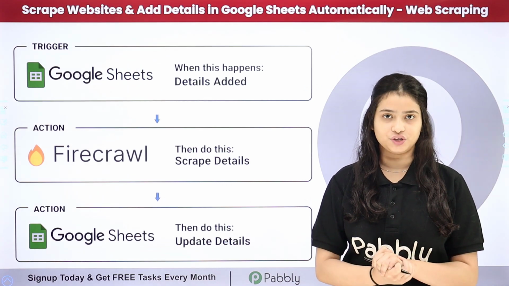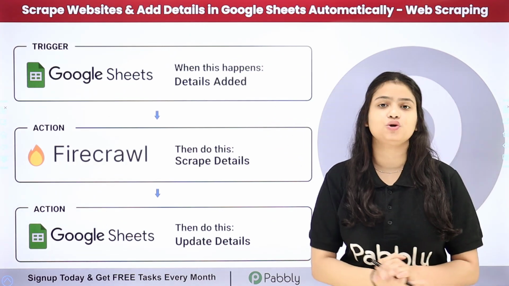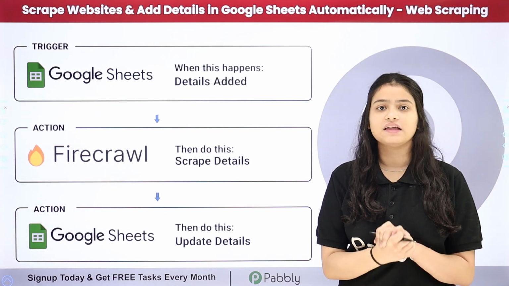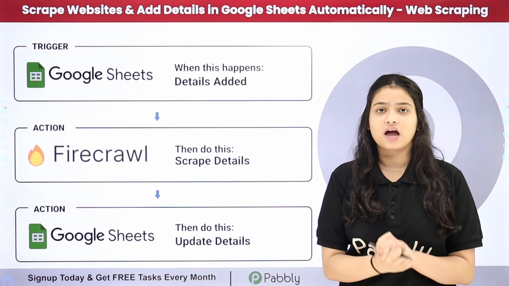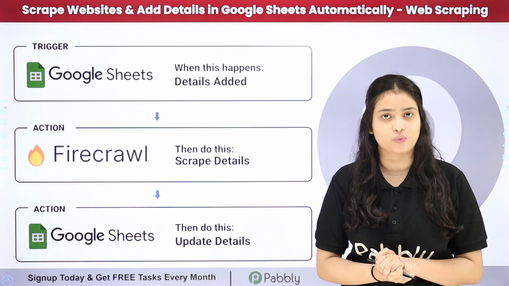In this video, we are going to learn how to scrape websites and add details on Google Sheets automatically. So here in this video, basically I'm going to show you the concept and the module of web scraping. Web scraping is actually the process of extracting the details and the data from multiple websites for our business requirements.